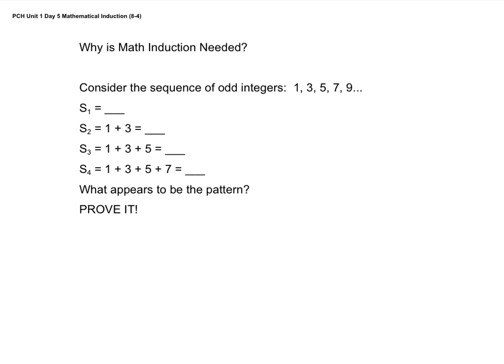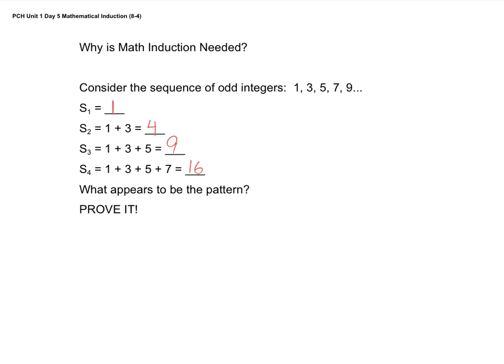So let's, again, imagine that we are the mathematicians looking at this pattern. We say, okay, well, let's see if we can see a pattern here. So let's look at some partial sums. What's the first partial sum of this sequence? 1. 1, good. And how about the second partial sum? 4. And the third? 9. And how about the fourth? 16. Okay.